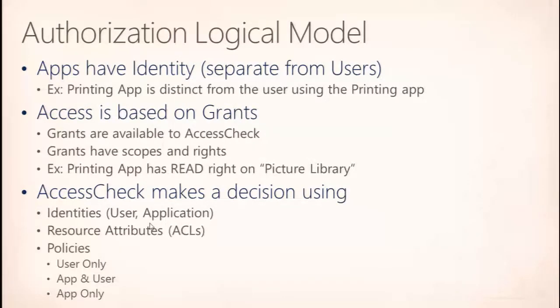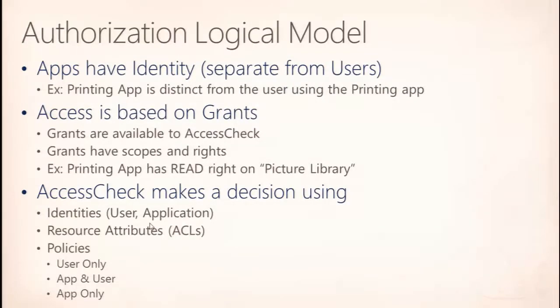And access is still based on grants. It's still based on the rights I have, the permissions I have to content inside of SharePoint. But now both users and apps can have grants to that content. So for example, the printing app can get read access to a picture library, right? And that's independent of whether the user has access. So the way the access check then works is we take into account all the different identities on that context, and we take into account their permissions. And depending on which identities are on that context, we apply a slightly different policy. So when we have just a user identity, we don't have any app on the call, we just do what we've always done.